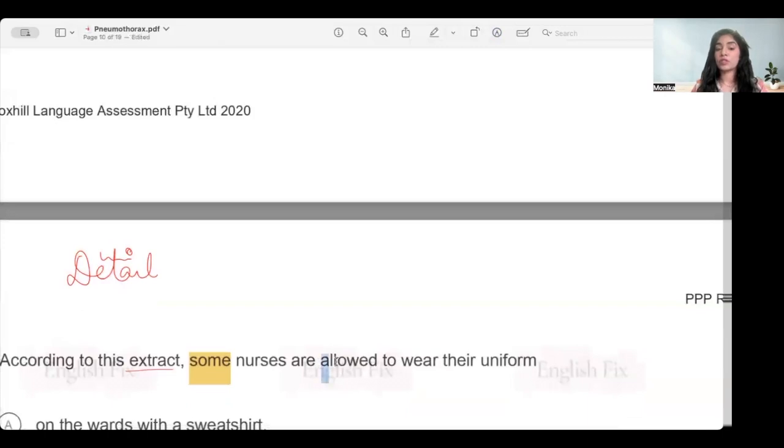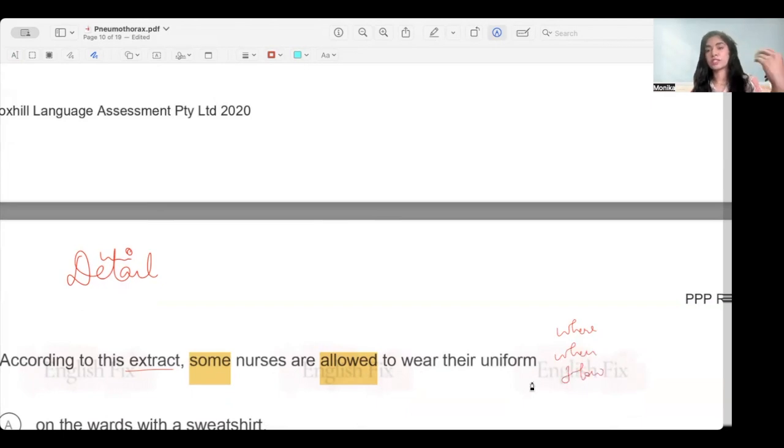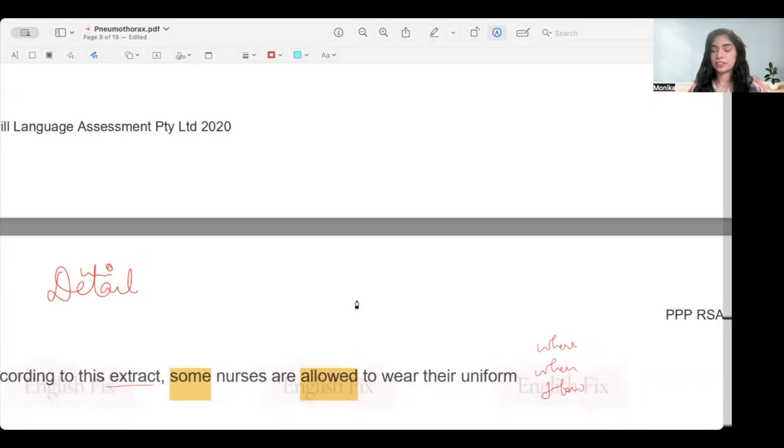Some nurses are allowed to wear their uniform where? That's my question, right? So here they are clearly specifying that some, not all nurses are allowed to wear their uniform where, when, how, or basically under which conditions. That's a complete the sentence. That's the next thing that comes to mind, that okay, they're allowed to wear their uniform here, there, not here, not there. What is it exactly? So this sentence is basically asking me the question of where are the nurses allowed to wear their uniform? Under what conditions are the nurses allowed to wear their uniform?